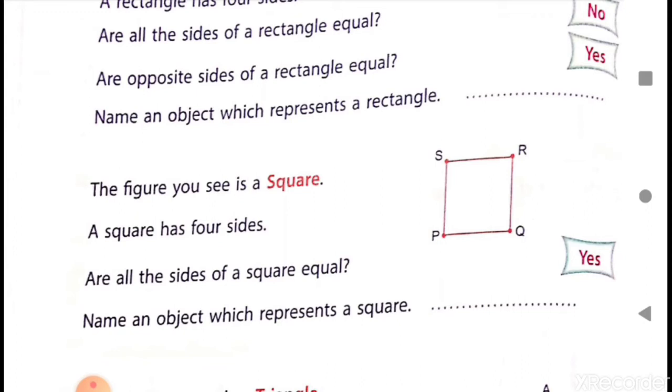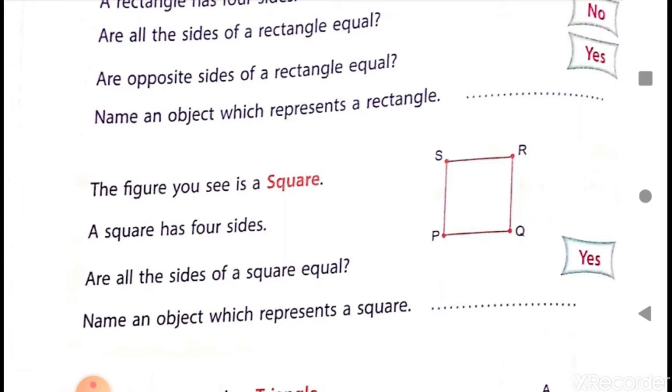You play Ludo. In Ludo there is a dice. एक dice होता है जिसको कि आप जिससे खेलते हो. So if you see one side of a dice, it is always square. You take any one side of the dice, it is square. Okay. So name an object which represents a square. You can say any one side of a dice is a square.